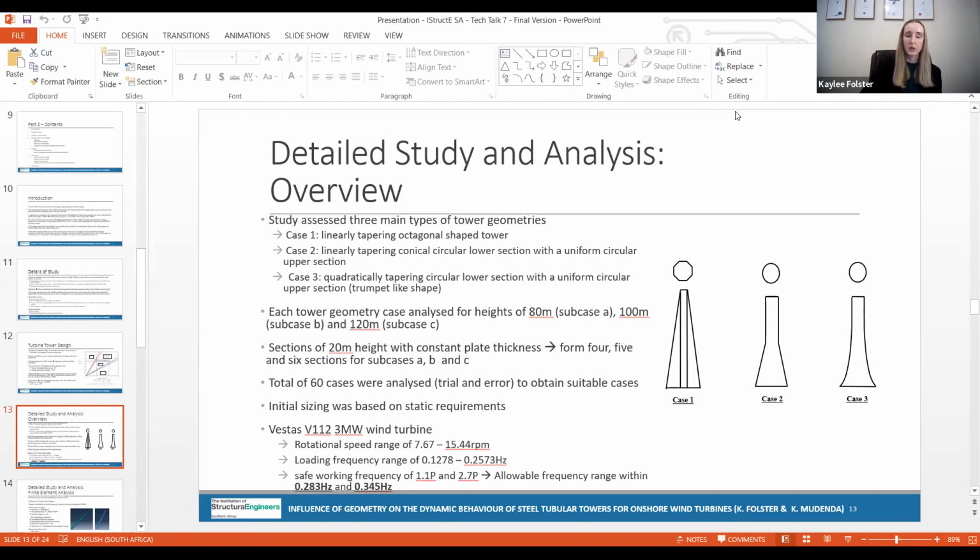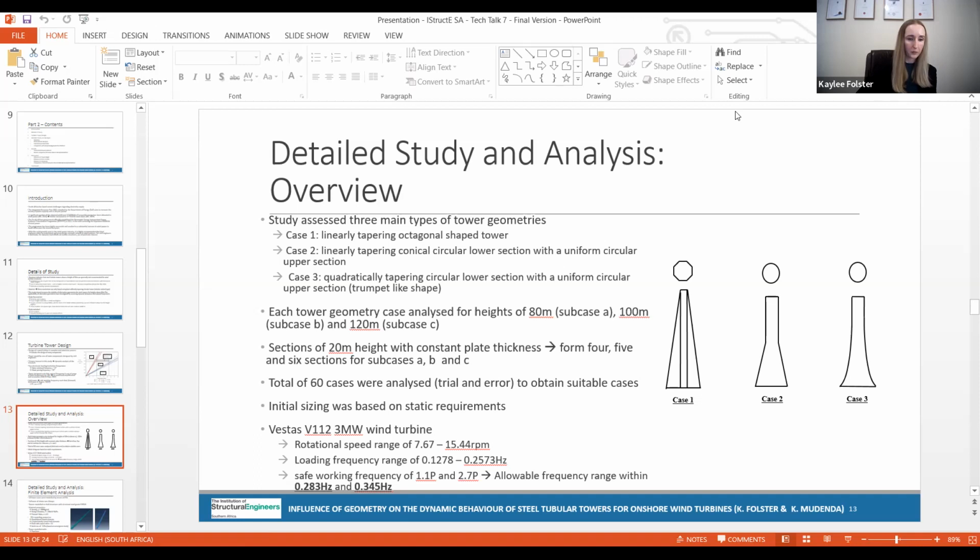And that was based on your static requirements, so looking at your dead loads and then a static wind load as well. And obviously the dimensions and the thicknesses were then played with, and we then tweaked them until they met the dynamic requirements.